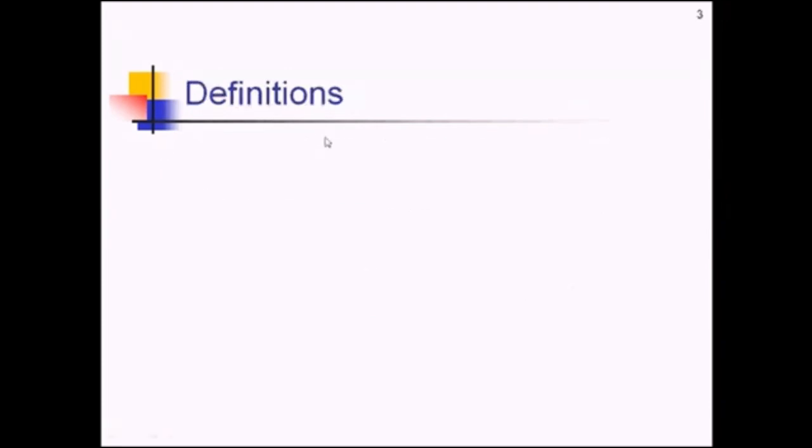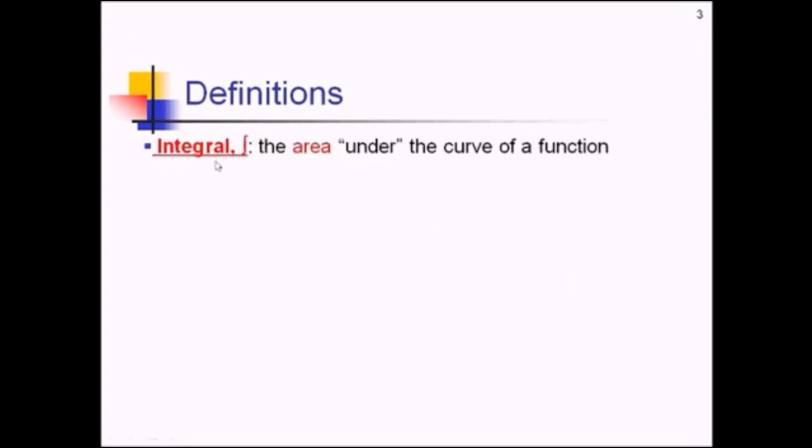So just a few definitions to go through before we get too far into this lesson. This integral symbol, which we've been calling the antiderivative this whole time, can also be called the area under the curve of a function. And by under the curve, we have to be careful how we define that. What we're really talking about is the area between the curve and the x-axis. So there's two kinds of integrals that we can take.